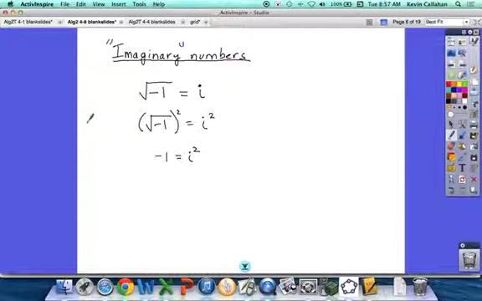If we define i as the square root of -1, what happens when I square both sides? The square of a square root cancels each other out. You just get the -1. And then on the right, i squared. So i squared equals -1. i is the square root of -1, i squared equals -1. And we use that when we do operations with imaginary numbers.